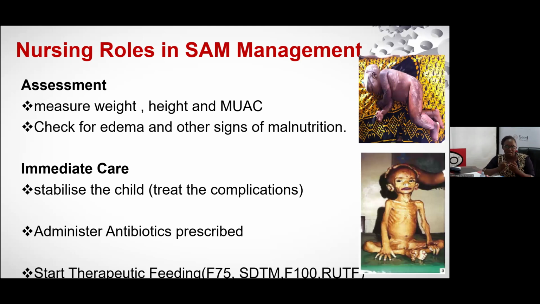So the immediate care basically is to stabilize the child by looking at the medical complications. If there is diarrhea, give ReSoMal. If there is hypothermia, offer the extra blankets, coverings. If there is hypoglycemia, sugar water, and then we administer the prescribed drug, then we start the therapeutic feeding. Next slide.